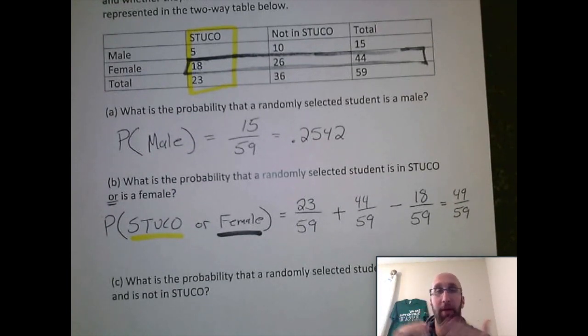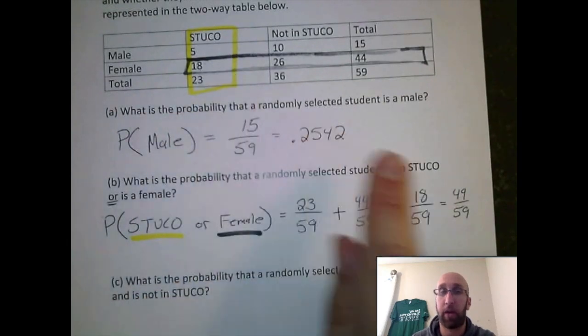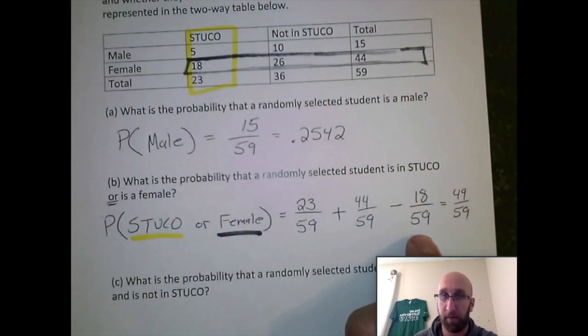If there's no overlap, there's no need to subtract because they are disjoint, they're mutually exclusive. You could just add them together and be done with it. But because there was overlap, we subtracted off the overlap.